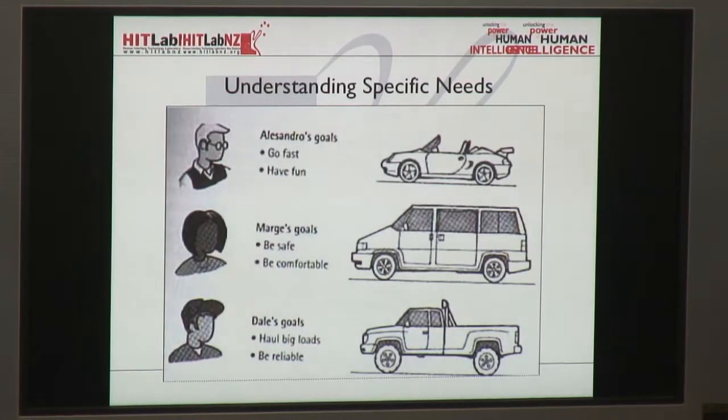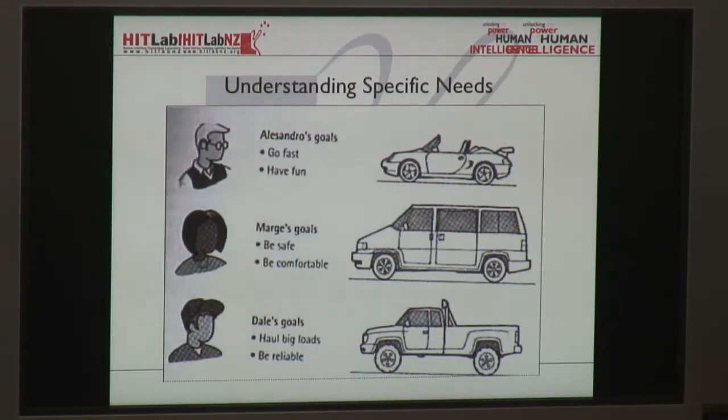So, for example, here are 3 different cars. Alessandro's goal is that he wants to go fast and have fun, so he would like something like a Porsche or a convertible. Marge might be a soccer mum, and she wants a big car that can carry lots of children and has to be very safe and comfortable. And Dale is a construction worker, so his goal is to haul around lots of dirt and to be reliable and carry lots of weight. So they're all cars, but they look very different because each of their users has different needs.